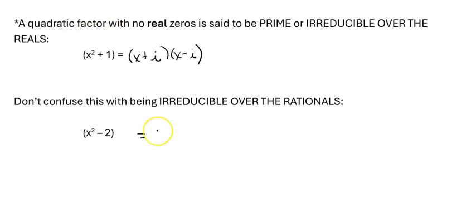imaginary numbers. Don't confuse this with a quadratic being irreducible over the rationals, however. This quadratic here, x squared minus 2, you can reduce it over real numbers. It can be written as two linear factors with real coefficients, but the coefficients are not rational, they're irrational. This can be rewritten as x plus the square root of 2 times x minus the square root of 2. You can do that using the quadratic formula, or just by solving for x.